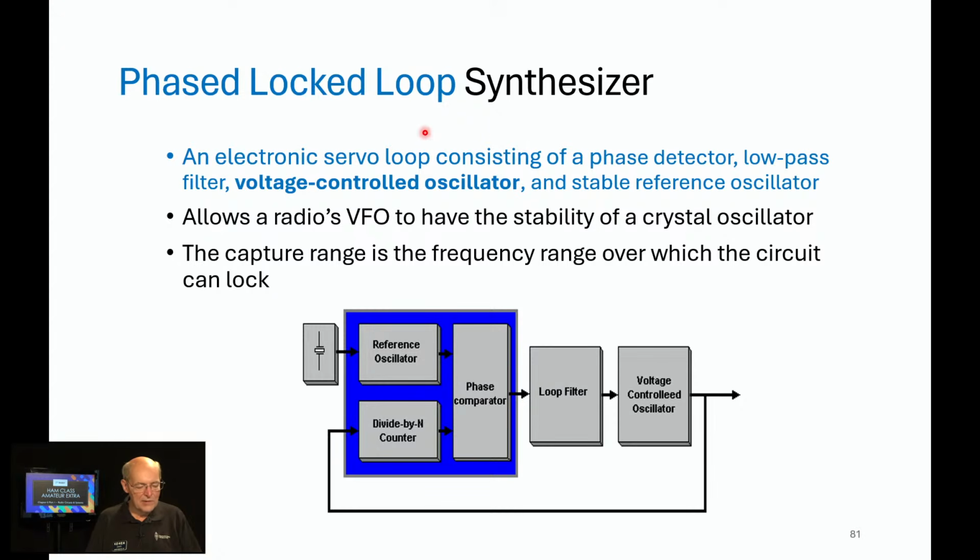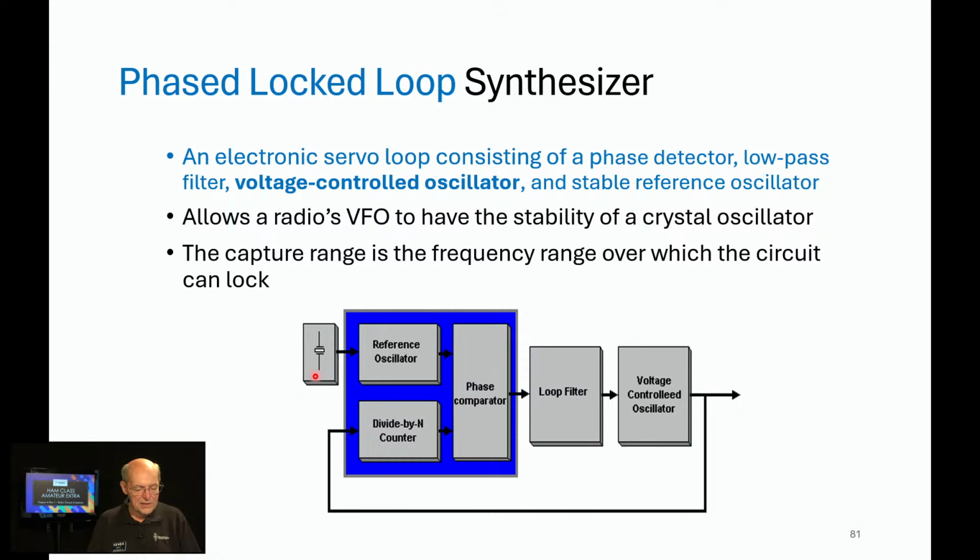But phase lock loop, now here's some big words for you. An electronic servo loop consisting of a phase detector, low-pass filter, voltage-controlled oscillator, and a stable reference oscillator. Well, let's look at the picture and just get an overview of how this works. So we've got an oscillator that's kind of running free, and we've got a divide by N counter going on here, and then we've got a crystal reference. This is a picture of a crystal.